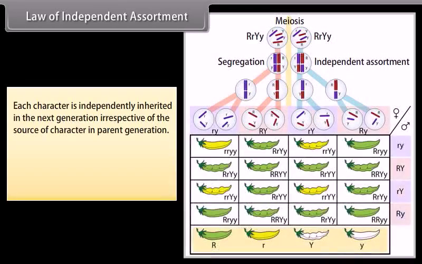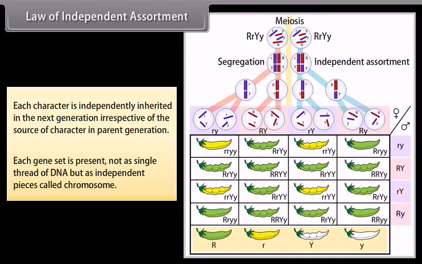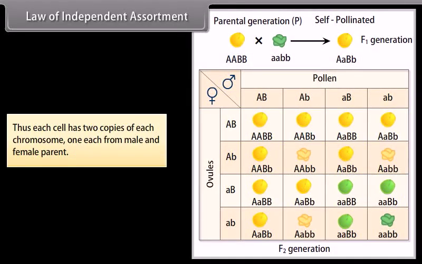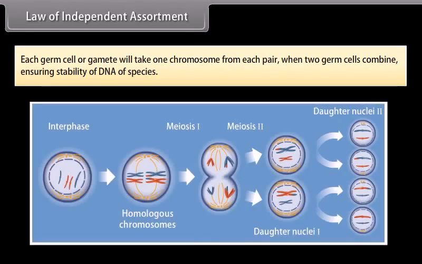Law of independent assortment. Each character is independently inherited in the next generation irrespective of the source of the character in the parent generation. Each gene set is present not as a single thread of DNA but as independent pieces called chromosomes. Thus, each cell has two copies of each chromosome, one each from the male and female parent. Each germ cell or gamete will take one chromosome from each pair. When two germ cells combine, this ensures stability of the DNA of the species.